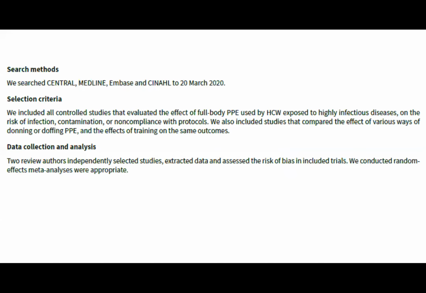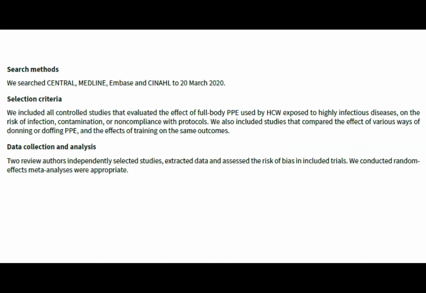They also pre-specified their selection criteria, and I'm not going to read through all of this, but I wanted to show you that they specified their selection criteria. And they also state that once they've done their search, 2 authors independently selected studies, they extracted data, and they assessed the risk of bias of all the included studies.